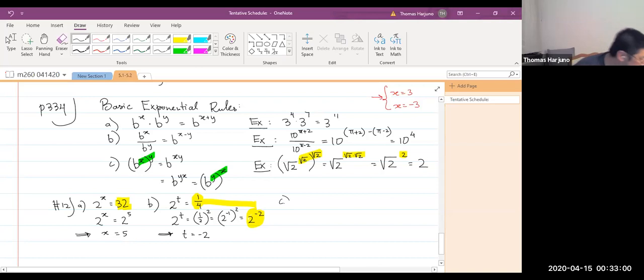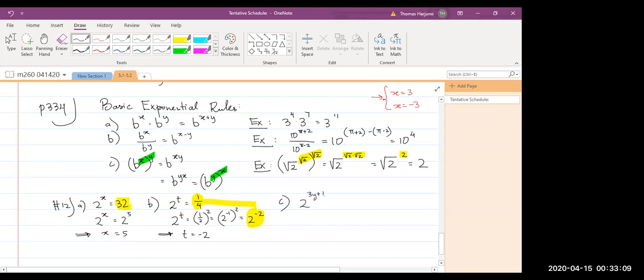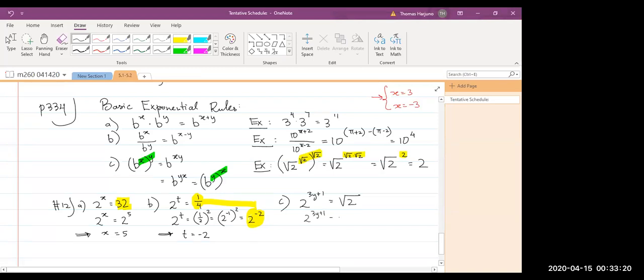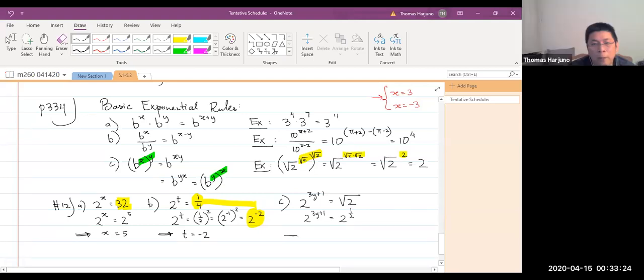Now part C: 2 to the power of 3y plus 1 equals the square root of 2. Now, square root of 2 is 2 to what power? The half. Yeah, 2 to the 1/2. Now then from there, by 1-to-1ness, 3y plus 1 equals 1/2. And then from there, you solve that as usual.